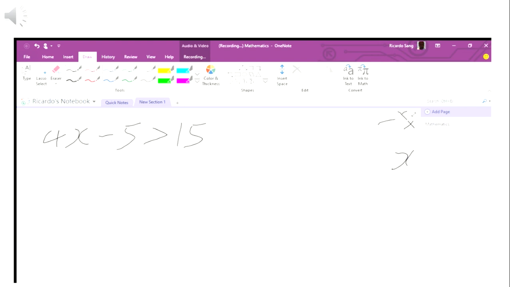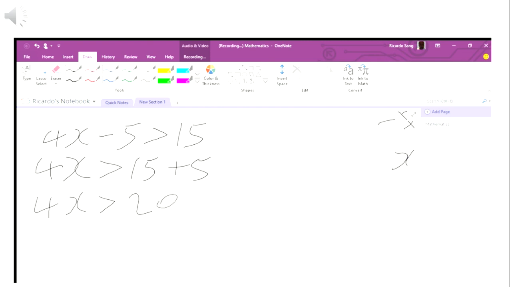And we want to solve for the range of values of x. So this is a minus number here, so when we take it over the inequality sign, it's going to become plus. So this is going to become 4x greater than 15 plus 5. We tally that up, that is going to be 4x greater than 20.